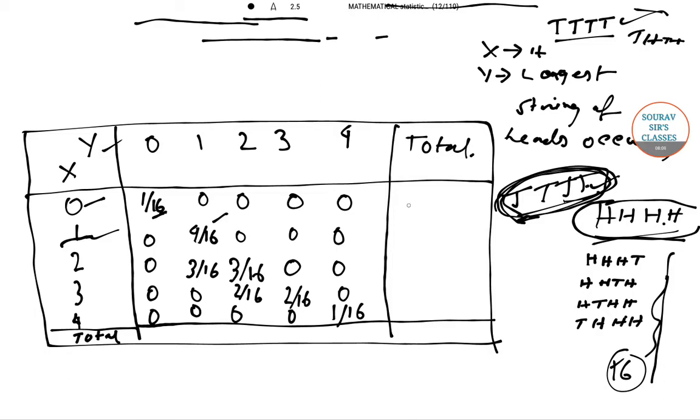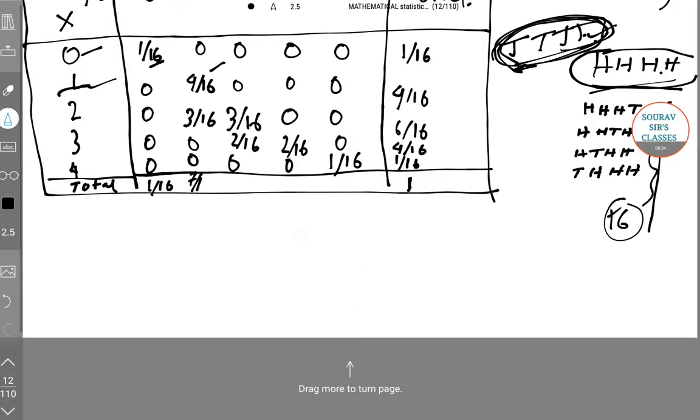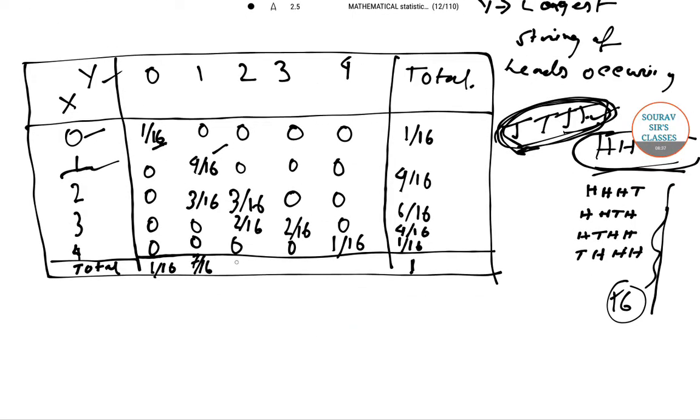Now if you take the total of this, we'll get 1 by 16, 4 by 16, 6 by 16, 4 by 16 and 1 by 16. The summation of this will be 1. And this will be 1 by 16, 7 by 16, 7 by 16, and the summation of this is 5 by 16, and this is 2 by 16, and this will be 1 by 16. So this way we can form the distribution for this.